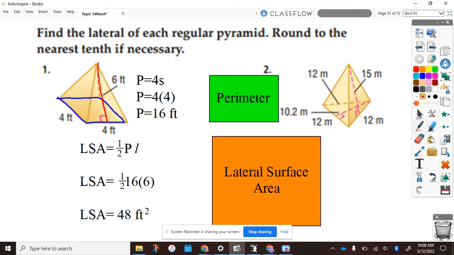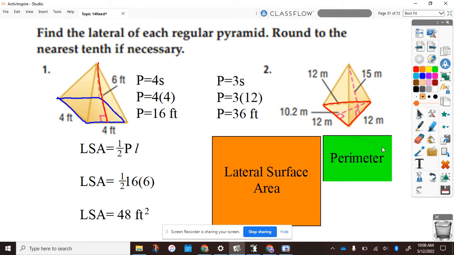Problem number 2. This time we've got a triangular base. I just outlined it in red. All 3 sides are 12, so our perimeter is just 3 times that side length. So P is 36. Our slant height is going to be this 15 right here. You can look at it, and we've got another piece of information, this 10.2, but that 10.2 is extra information that we don't actually need.